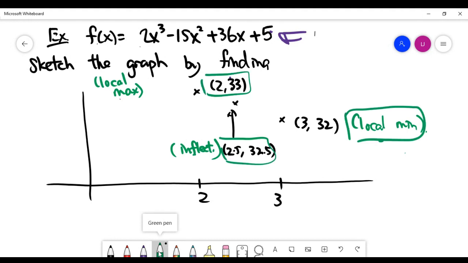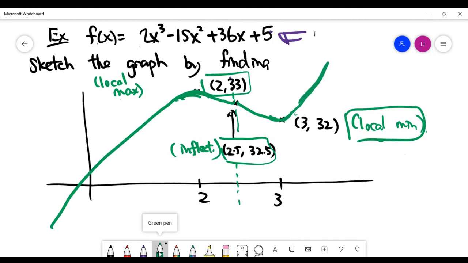And because of the fact that, for example, the right point is a local minimum, locally speaking, we expect a shape like this. And similarly, for the left point, 2, 33 is the local maximum, so we expect a shape like this. And because of the fact that, based on our previous table on the concavity, we understand that it's always concave down for all the points less than 2.5. And similarly, it's always concave up for all the points bigger than 2.5.